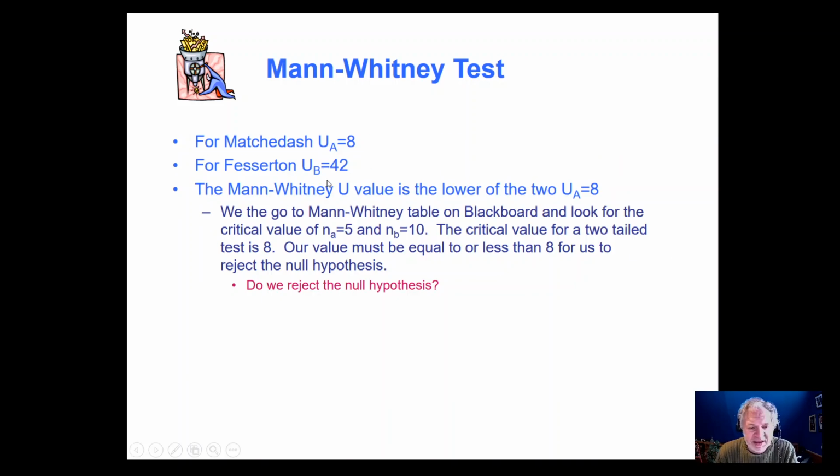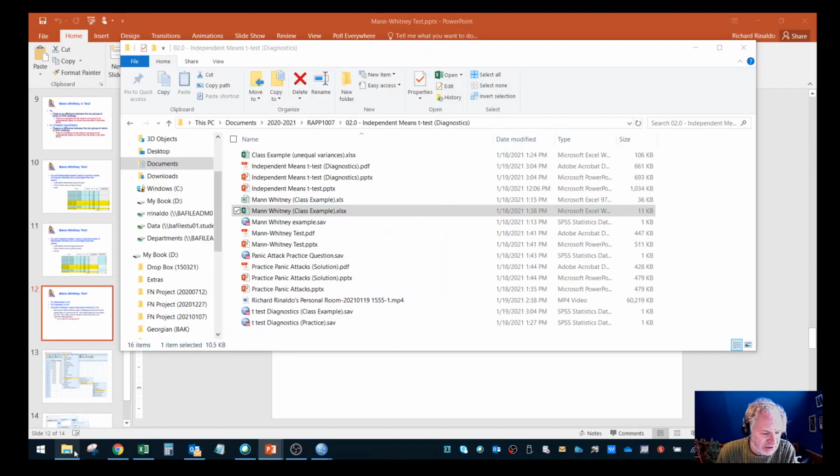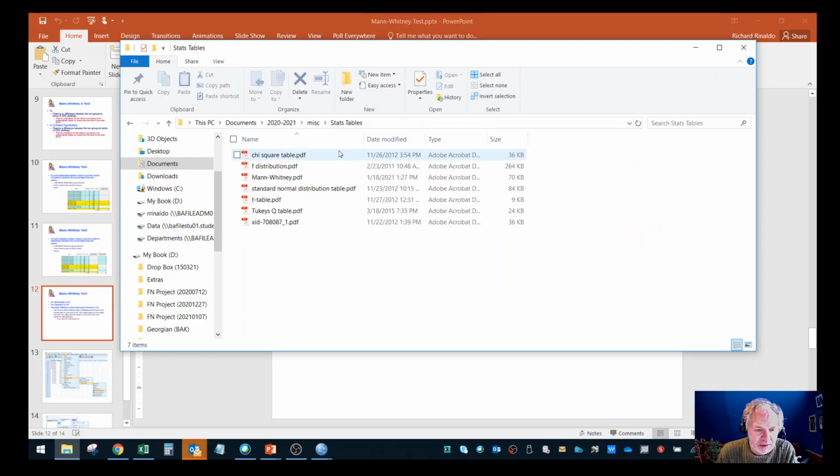I have UA. I take the lower of the 2 values. So UA is for the Match-A-Dash, how many Festerton are higher than Match-A-Dash, and then for the Festerton, how many Match-A-Dash are higher than them. I take the lower of those 2 values. So my statistic is based upon the 8. And then I go to my Mann Whitney table on Blackboard, which we have here. I have the stats tables. So I find the Mann Whitney table, which you have on Blackboard.